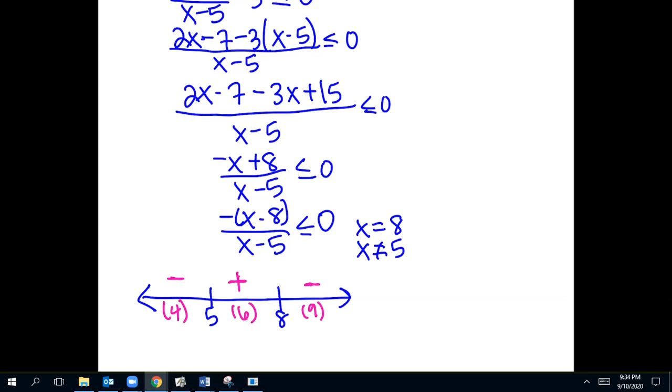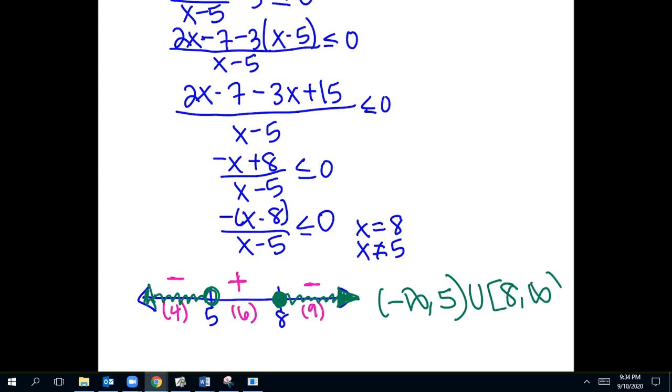And so here is our stuff. And now we're looking for when is it less than or equal to 0. So that's here and here. And I like to wait till the end to do my circles. It cannot equal 5. And it says less than or equal. And so I'm going to cover in the 8 like that. So my final answer in interval notation is negative infinity to 5 parentheses, with bracket 8 to infinity.